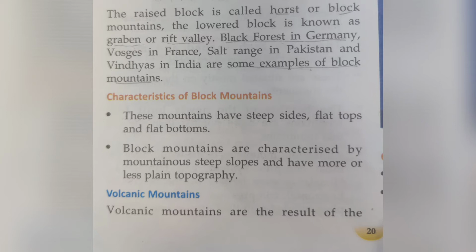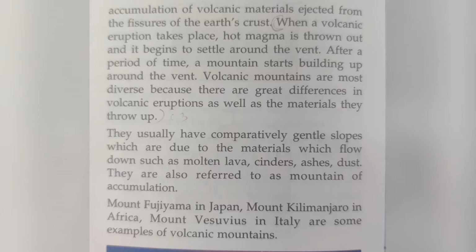Now let's talk about volcanic mountains. Volcanic mountains are the result of the accumulation of volcanic material ejected from the fissures of the Earth's crust. When a volcanic eruption takes place, hot magma is thrown out and begins to settle around the vent. Hot lava and magma are thrown out from the vent and spread all around it. After a period of time, a mountain starts building up around the vent.